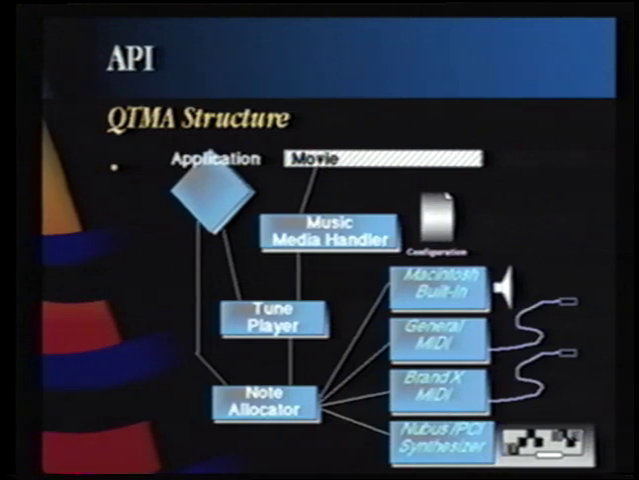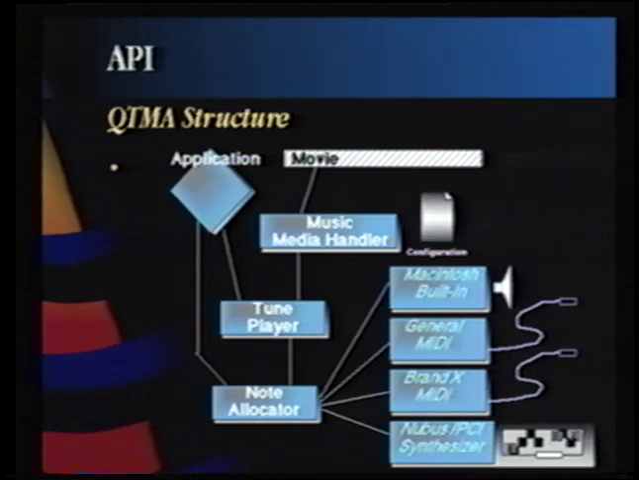Okay, now we're going to get into some very dry API issues. This is the overall structure of the QuickTime music architecture. Your application will typically talk to either the tune player or the note allocator, or to the movie toolbox, which probably should be in this picture but isn't.